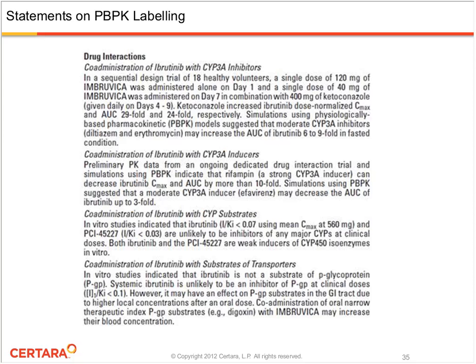Now, this is important, the strong versus the moderate, because there have been statements on PBPK labeling recently. And in this particular example, sorry, let me just go back. A sponsor developed a model, and then they had single ascending dose and multiple ascending dose data.